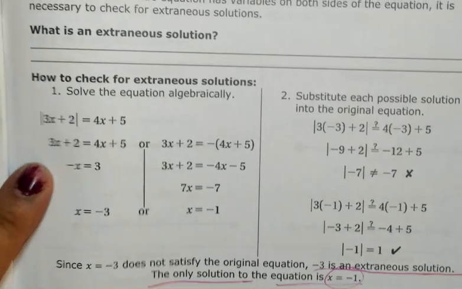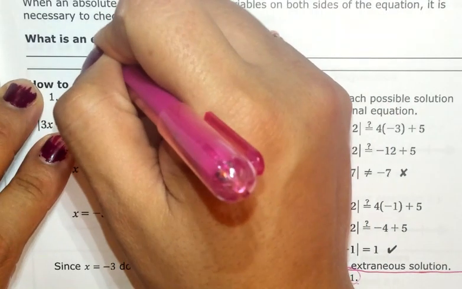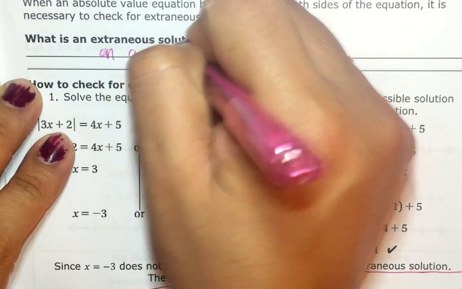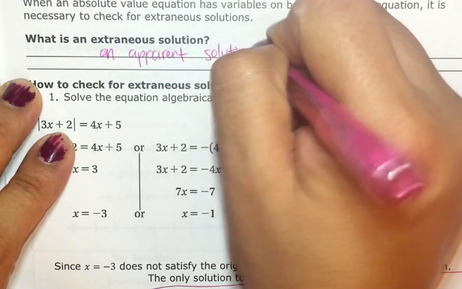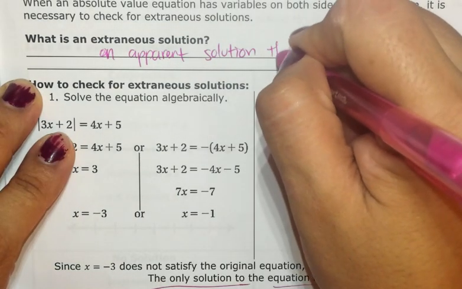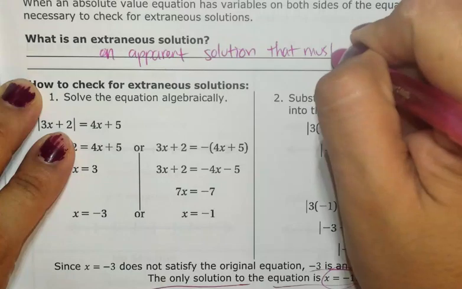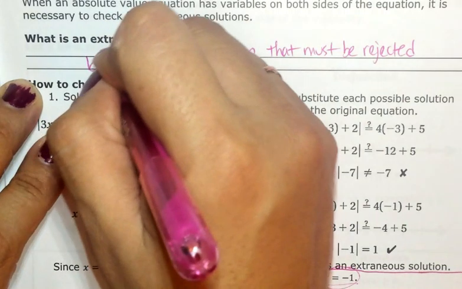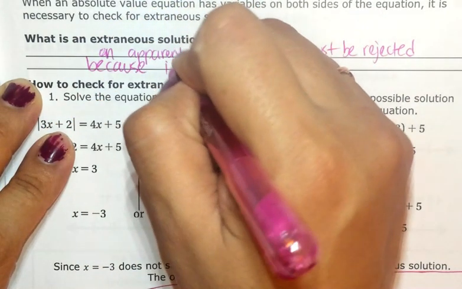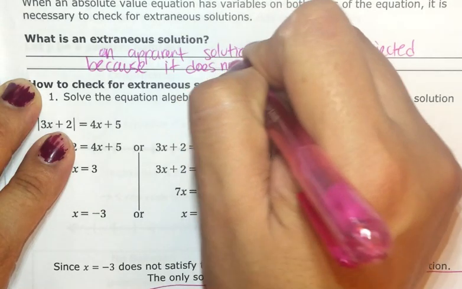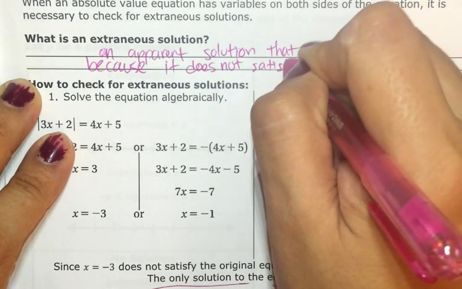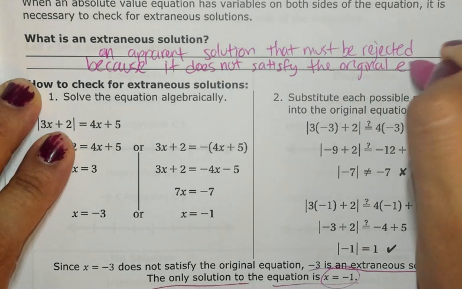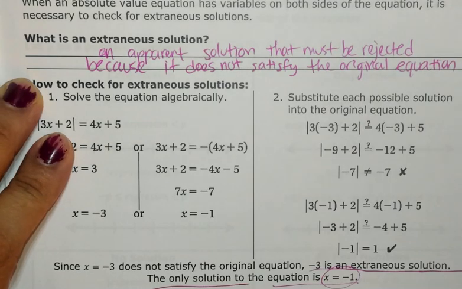All right, so in conclusion, an extraneous solution is an apparent solution. It seems like it's a solution, but you must reject it. So that must be rejected because it does not satisfy the original equation. In other words, when you plug it in and check, it will make it false.